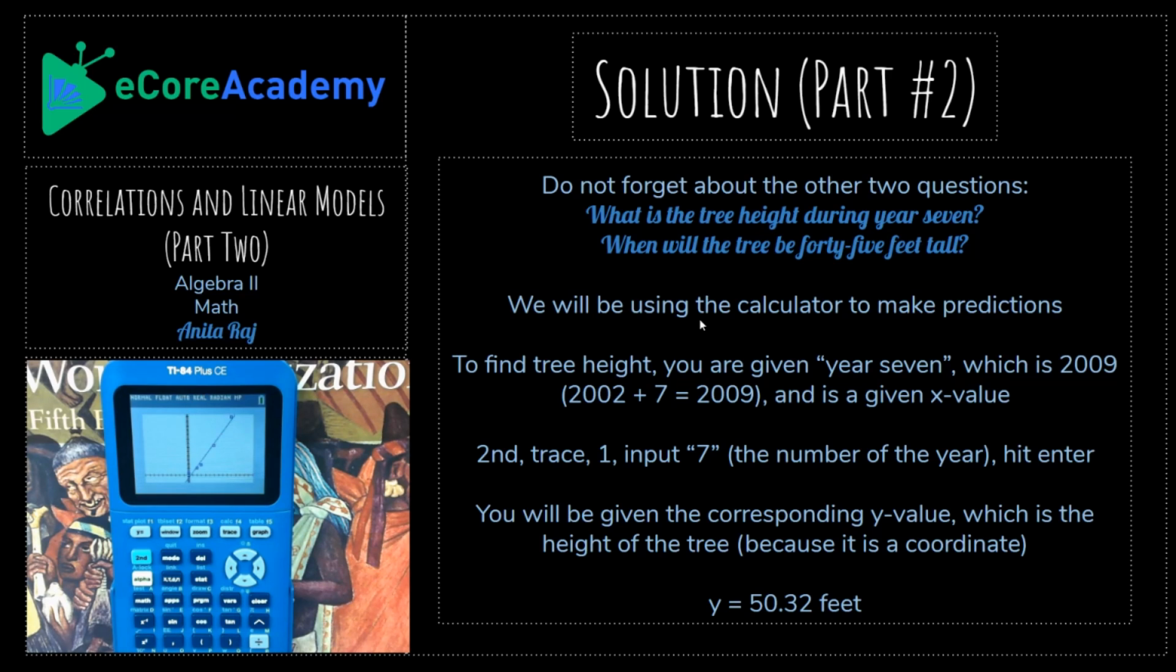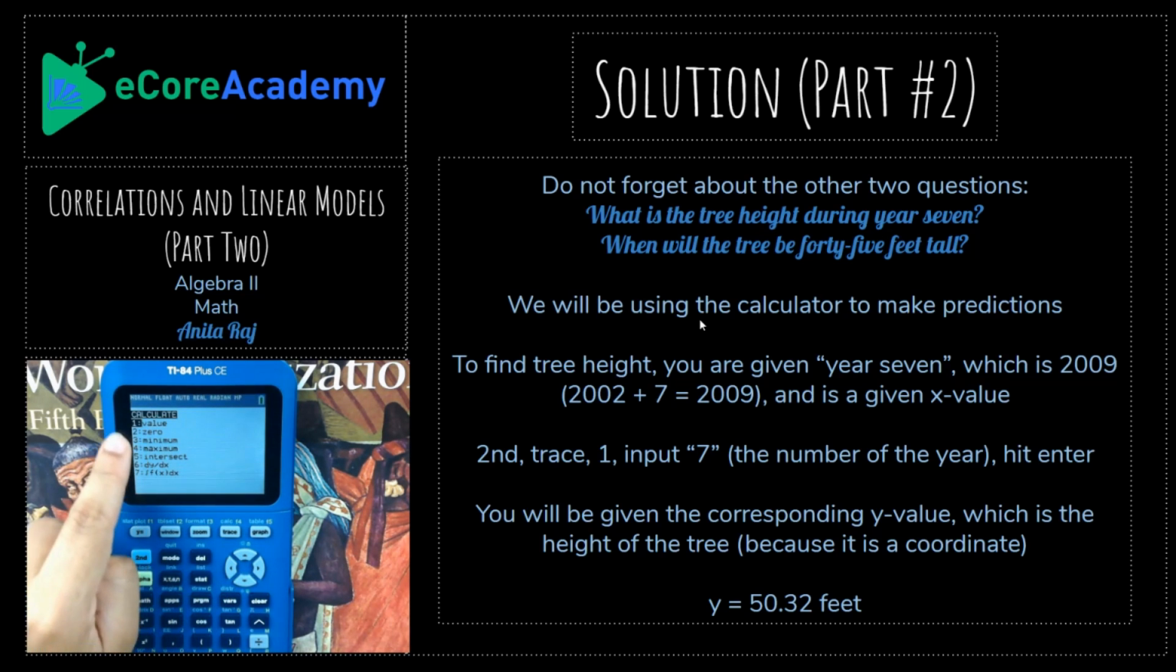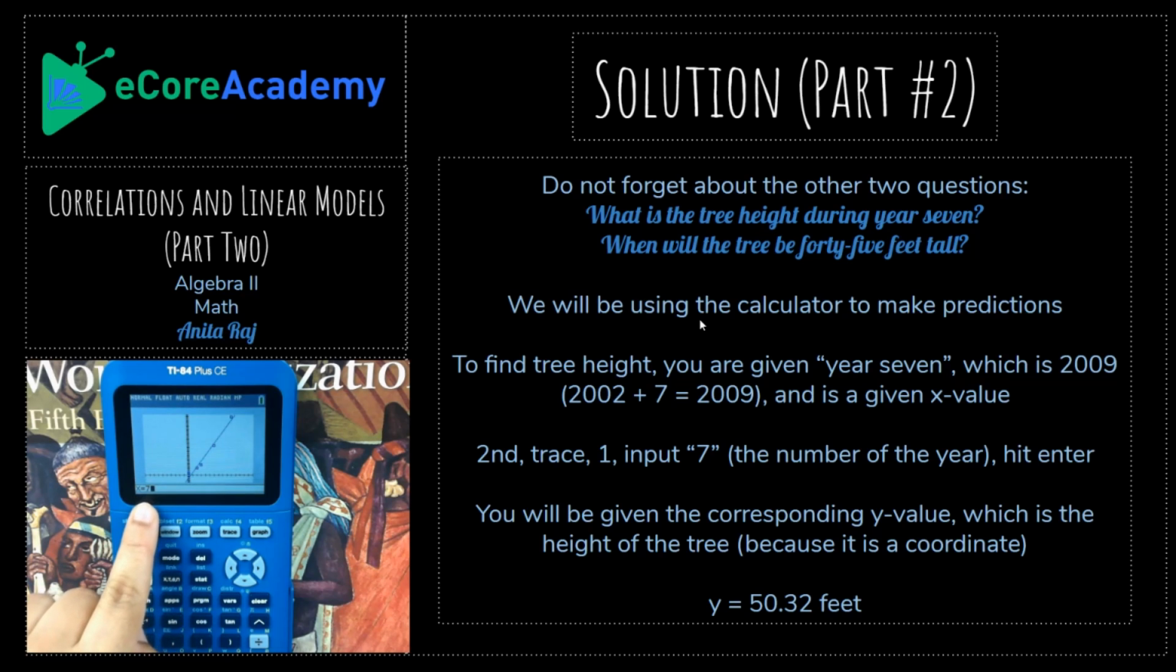In order to do that, we're going to do second, trace, 1, input 7, which is the number of the year, and then hit enter. So we hit second, then trace, which takes us to the calc menu. Then we hit 1 for value. And if you remember, x equals, and here we've been given year 7. We're not going to type 2009 because we're using a different scale and measuring this on year 7. So we hit 7 on the keypad. So x equals 7, and we're finding the y coordinate corresponding to this. You hit enter and you get y equals this amount.